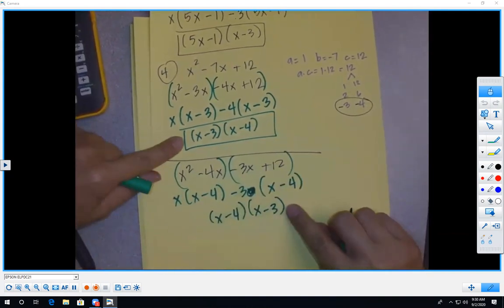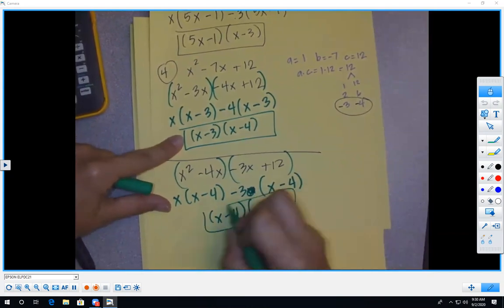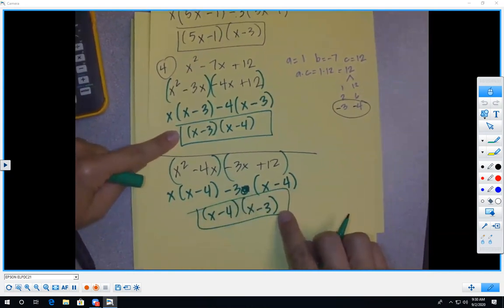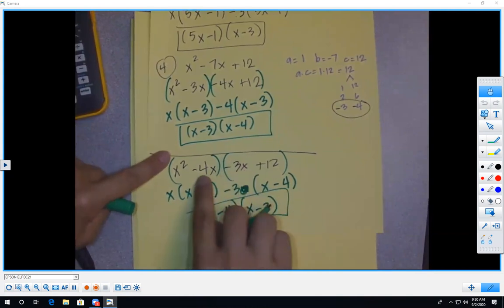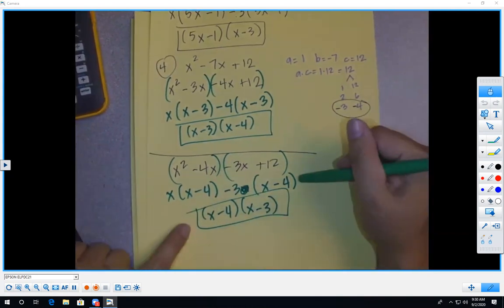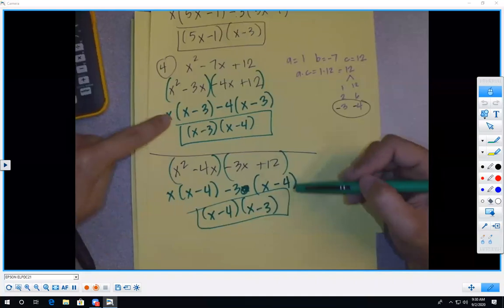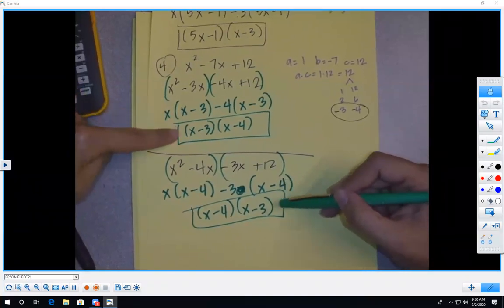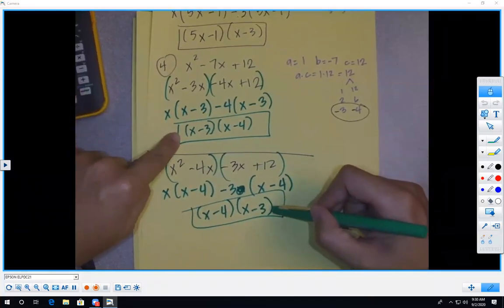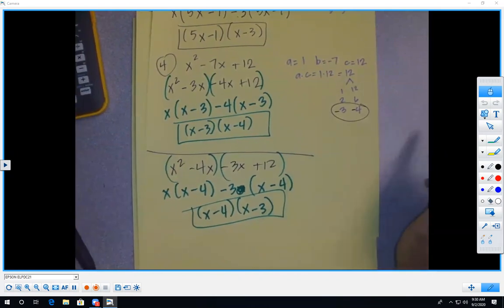Is that the same answer? Yeah, I mean, it's switched, but it's okay to have it switched. Okay, so it doesn't matter which one you put in order. If you were working it out and you put it in a different order than I did, just know this step is going to look a little bit different, but we should end up at the same answer at the end of it. Okay.